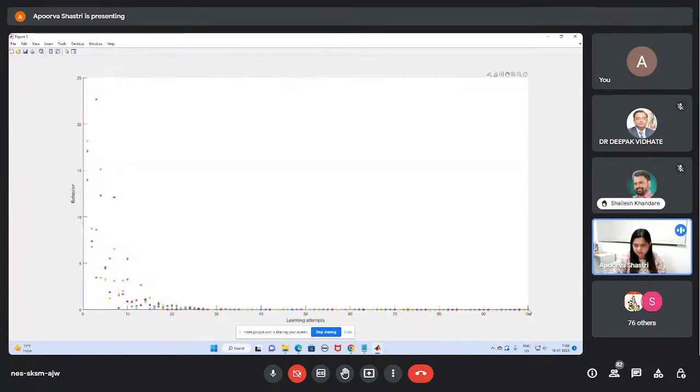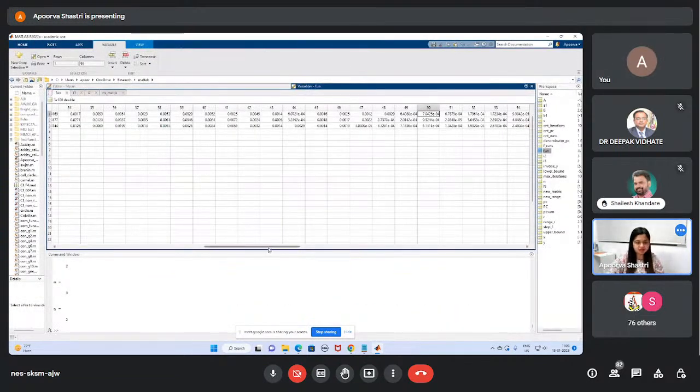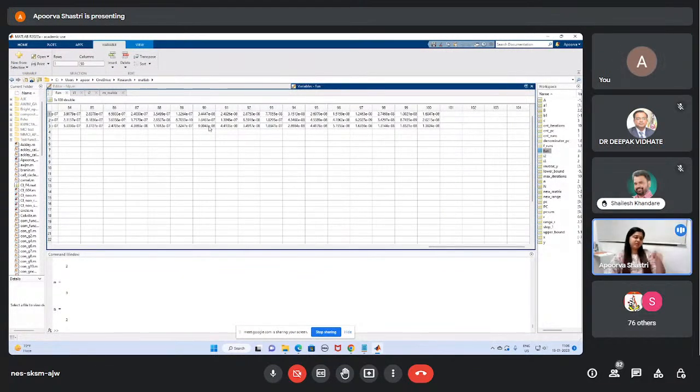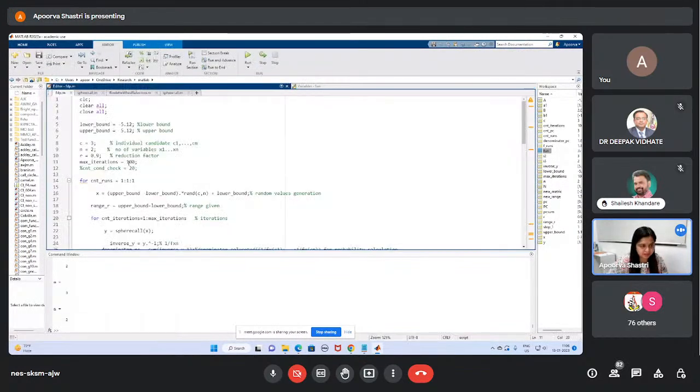Now check the value. It is 1.85 into 10 to the power minus 8. Now if we talk about the function values, you can check them here. That's why we need all the function values, to cross check whether all the candidates are converging or only one candidate is doing very well and other candidates are still showing maximization. But still these results are not that appreciable.